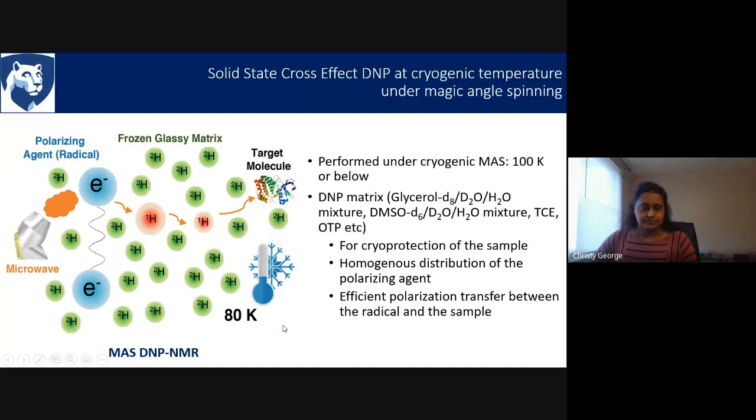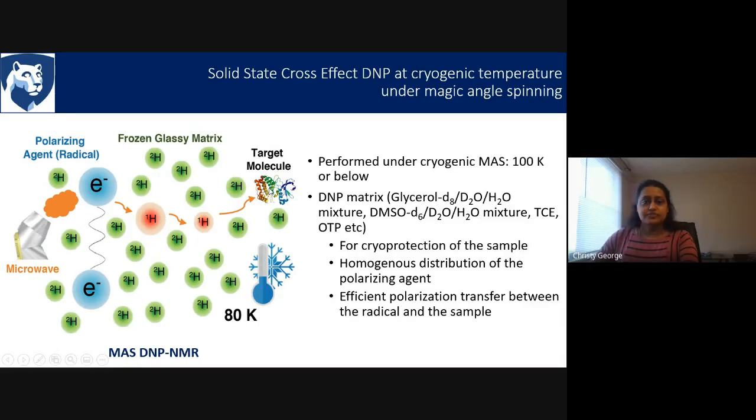So for example, for magic angle spinning cross-effect DNP, this is how the sample will look. We will have a DNP matrix with glycerol, deuterated glycerol, D2O, and H2O mixture, which contains the biradical and also contains the molecule whose sensitivity needs to be enhanced. So this is our target molecule, this is our polarizing agent, and this is our matrix. And when we give the microwave irradiation, the EPR transitions in this biradical get excited, and the polarization is transferred by spin diffusion through the protons to the target molecule.